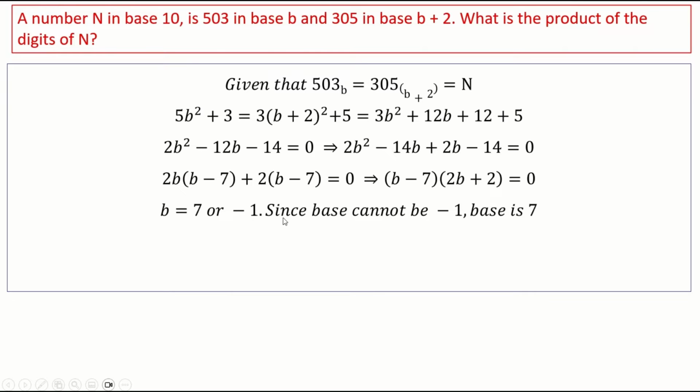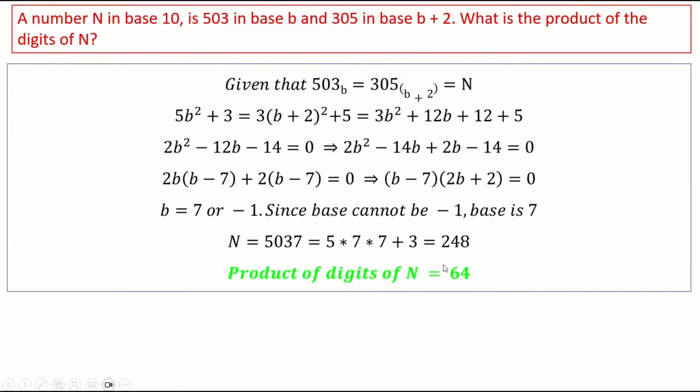Minus 1 cannot be the base, because a base cannot be a negative value. So b equals 7. Now you got n. Taking n in base 7, which is 5 times 7 square plus 3, that is 248. So the number in base 10 is 248. Now what is the product of these digits? It's very easy: 64.